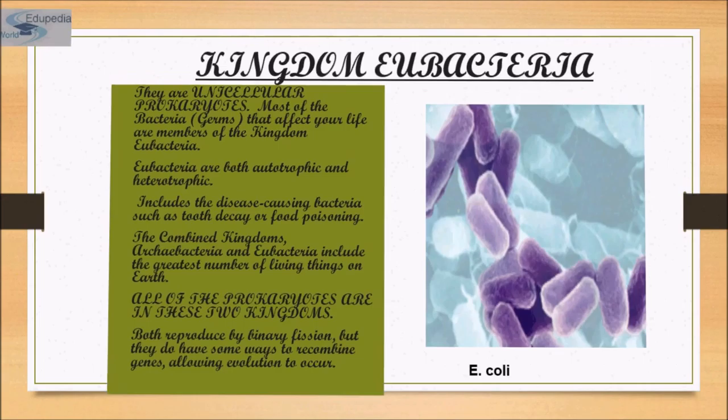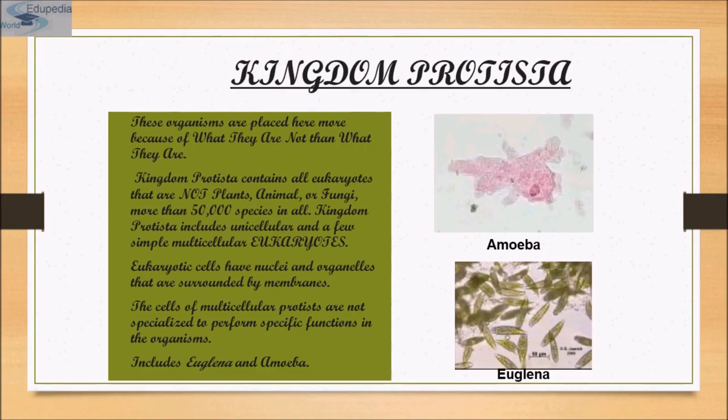Now comes the kingdom Protista. Eukaryotes are placed under Protista. But the boundaries of this kingdom are not well defined. What may be a photosynthetic protist to one biologist may be a plant to another. In this section, we include chrysophytes, dinoflagellates, euglenoids, slime molds, and protozoans under the Protista kingdom.